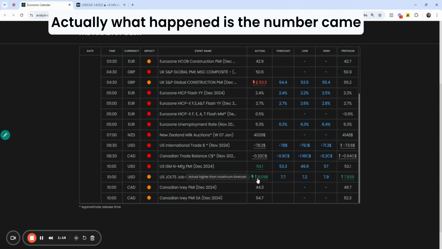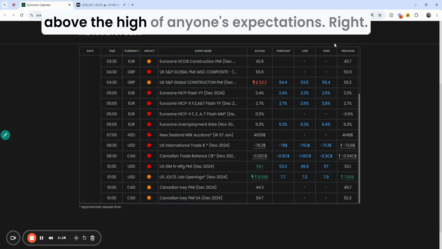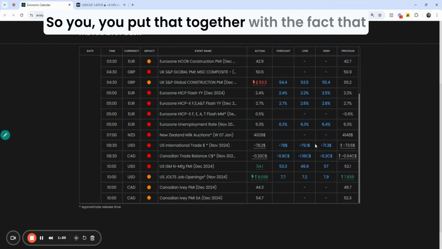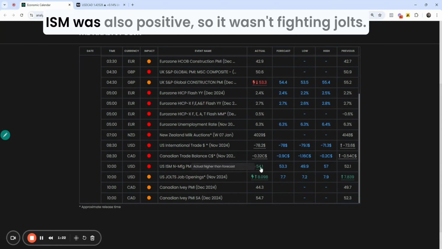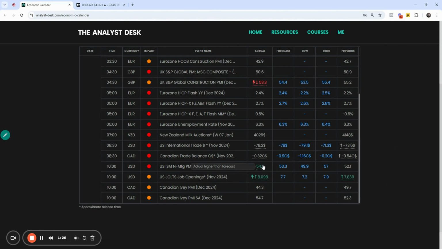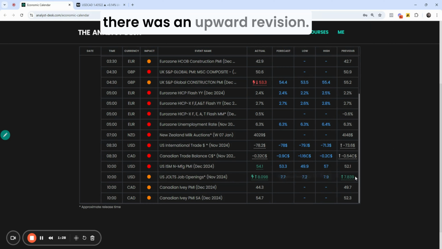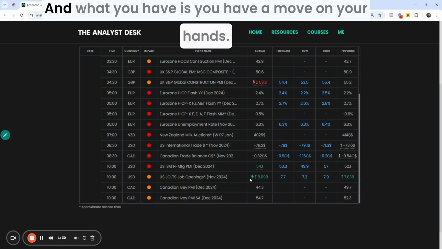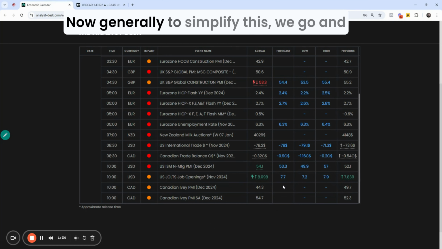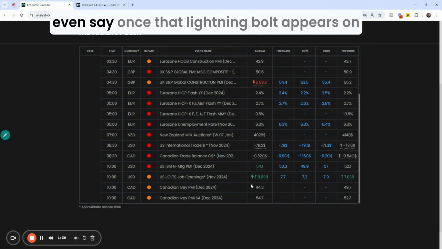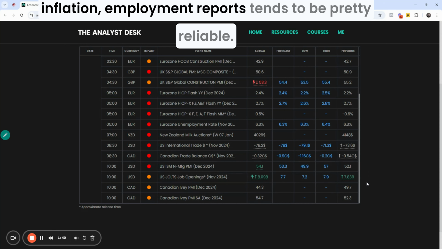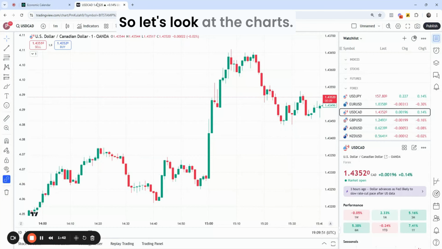Actually, what happened is the number came above the high of anyone's expectations, right? So you put that together with the fact that ISM was also positive, so it wasn't fighting JOLTS, and you put that together where there was an upward revision. And what you have is you have a move on your hands. Now, generally, to simplify this, we go and even say, once that lightning bolt appears on inflation employment reports, it tends to be pretty reliable. So let's look at the charts.